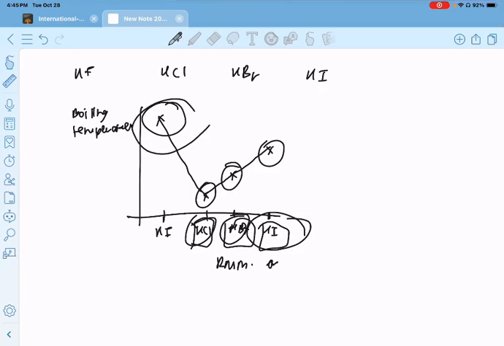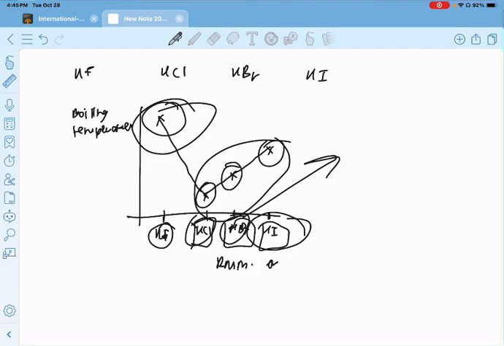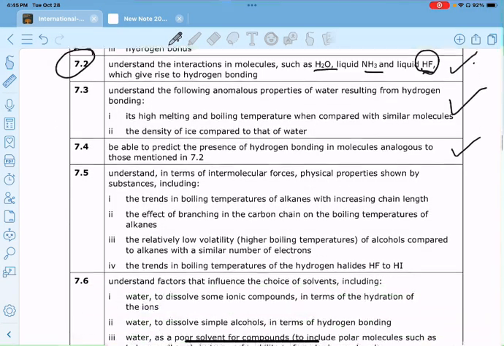Not as much as HF because this is going to be HF. I don't know why I wrote HI, HF. Not as much as HF, these three, but yeah, still, you will see a general progression, okay? Yes, we can take that.